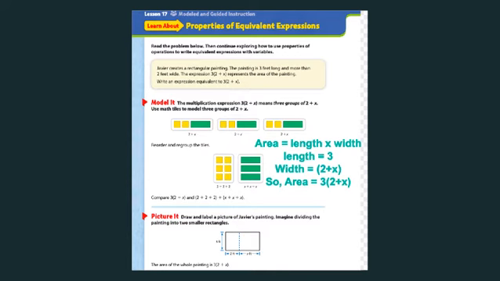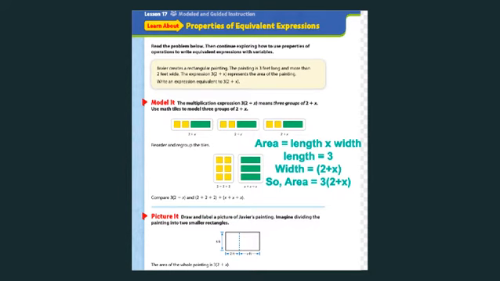Hey guys, I'm going to try to explain this next assignment for this week. We're going to be working on pages 176 and 177, and we're still dealing with equivalent expressions, particularly using the distributive property to write equivalent expressions. So the problem for this lesson, I'm going to read it to you.